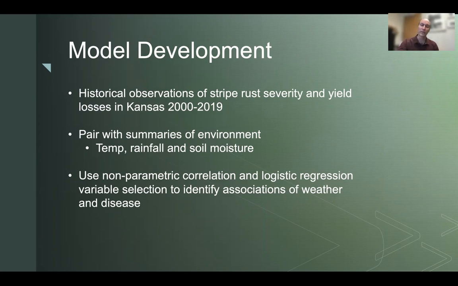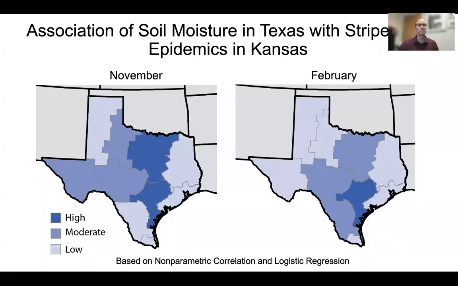Because it's a binary response variable, we're going to use non-parametric measures of association or correlation, in addition to logistic regression selection procedures, to try and identify potentially important source regions and time periods that are related to the disease development within this overall Great Plains region.